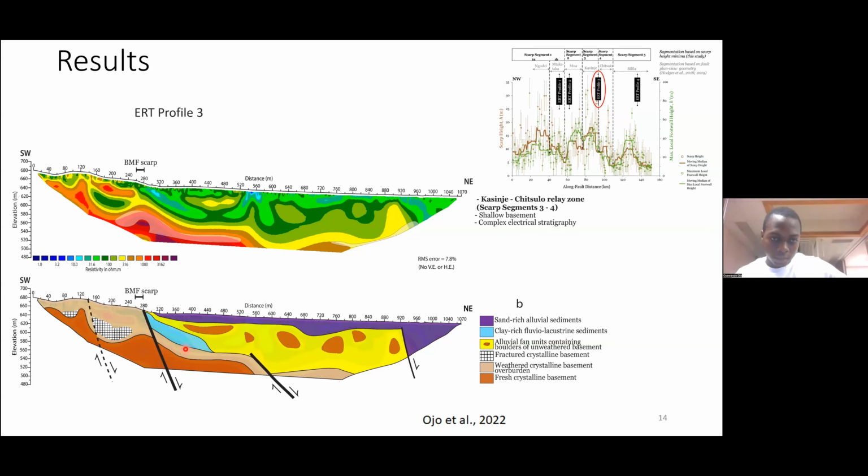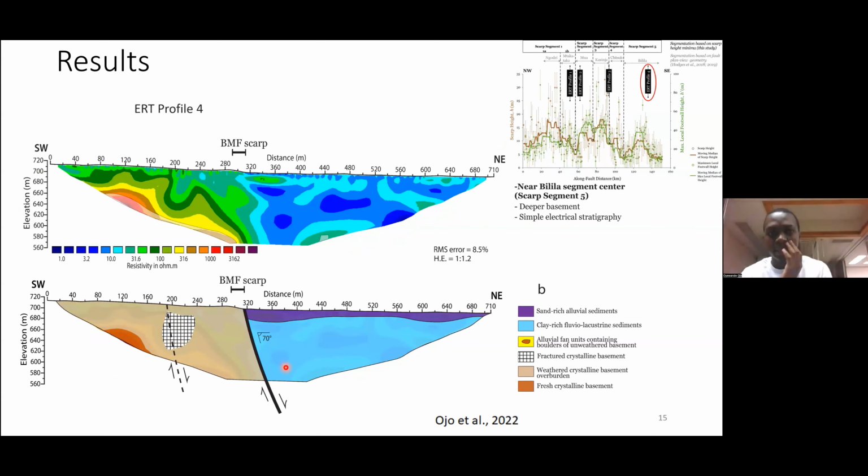I would also like to mention that this electrical profile 3 was not acquired perfectly perpendicular to the fault. That's why there's some sort of low angle faulting, and we did not use this to estimate the depth of the fault. This is just the last profile, which is on this last segment, and it also shows a 70-degree depth of the fault.